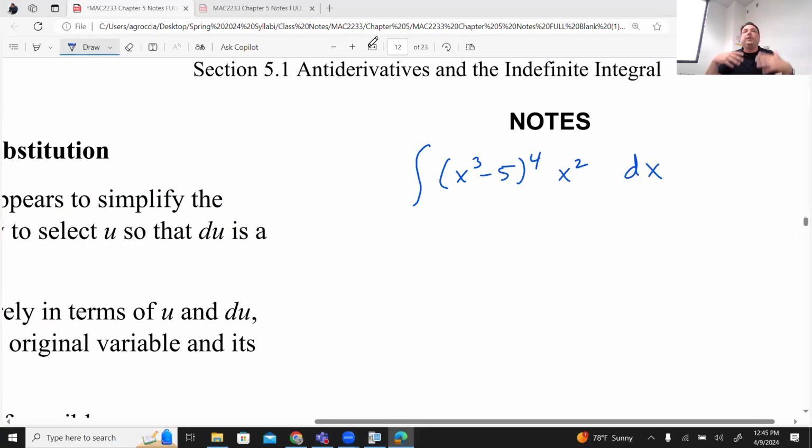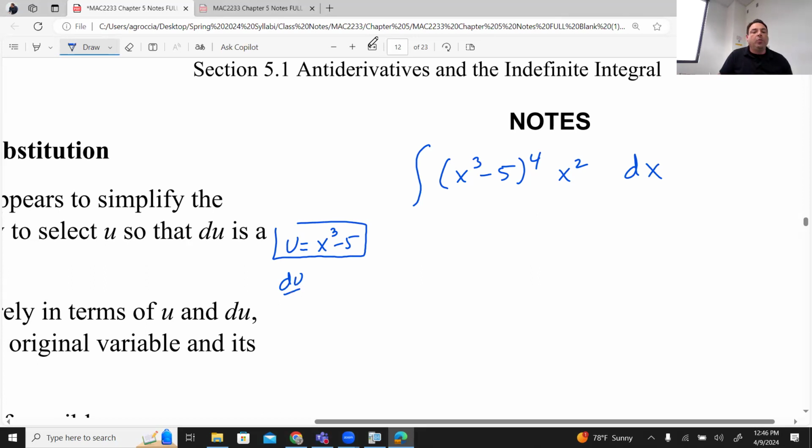So the more we do, the better we get, the more practice, the more we build our confidence, the more experience we have. This one has a little something that happens along the way. Now, that little something is u is going to be x cubed minus 5. Again, you may pick a wrong u. It may not work. You just have to start again. It happens. But that number one makes my life easier.